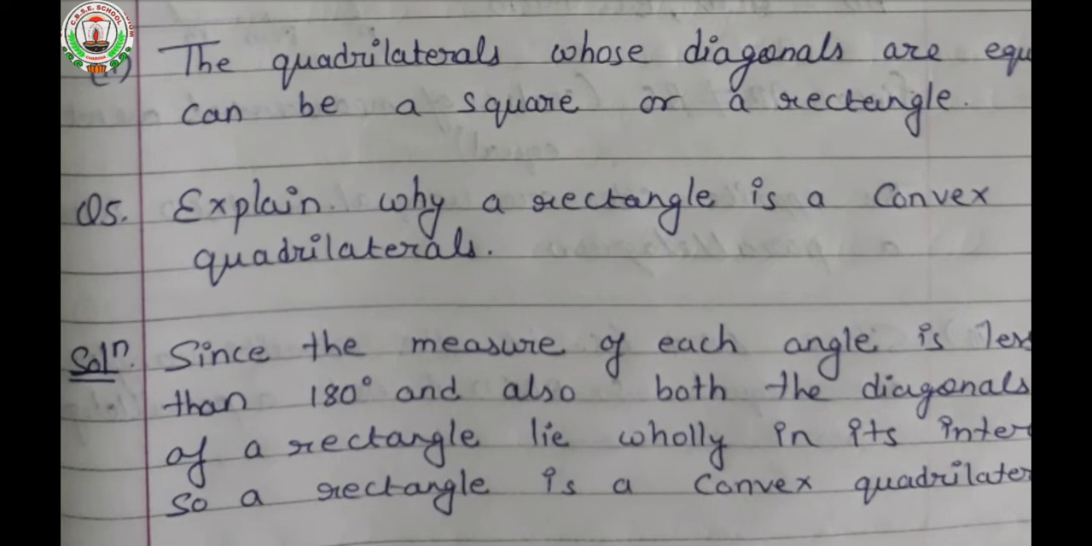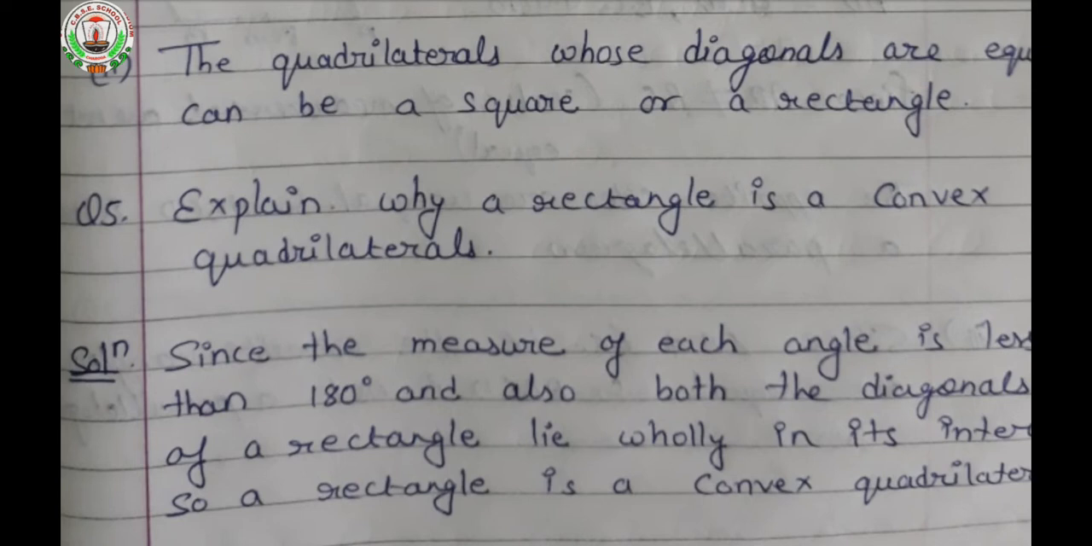So here is the reason: the measure of each angle is less than 180 degrees, as we know that all four angles of a rectangle are equal to 90 degrees, isn't it? So the measure of each angle is obviously less than 180 degrees. None of the angles is more than 180 degrees. Here "each" means it is talking about all four angles individually.